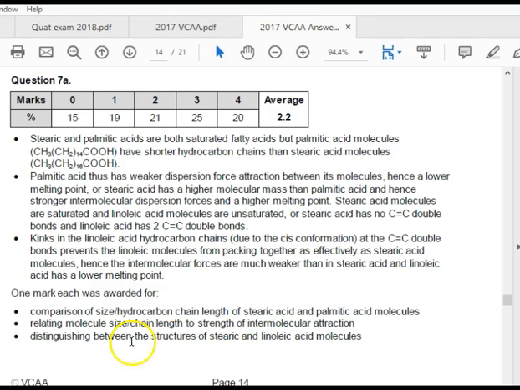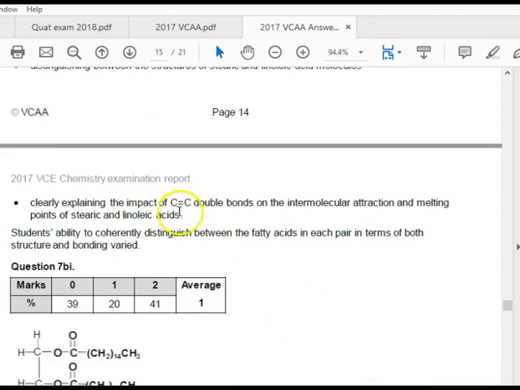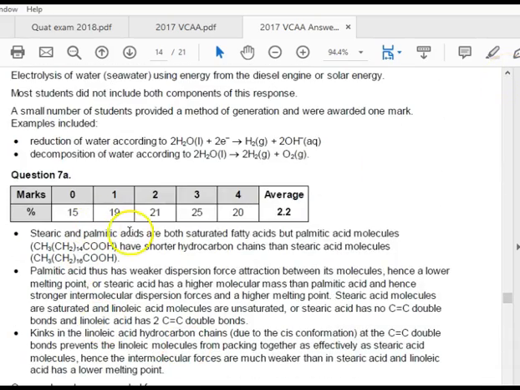The same with the structures of stearic and linoleic, the fact that linoleic has a double bond. And then explain about the kinking if it's cis, which forms less intermolecular forces. So a student's ability to coherently distinguish between the fatty acids in each pair in terms of both structure and bonding varied. So when you have a look at the marks, you've got about 20% that are able to do each thing. So you really should be able to do all of it. Only 20% of students can get 4 marks for that question.